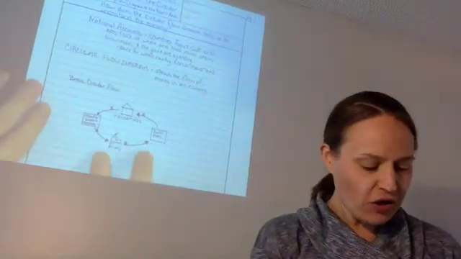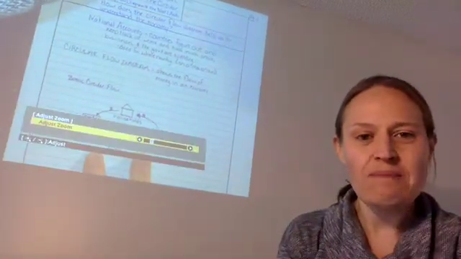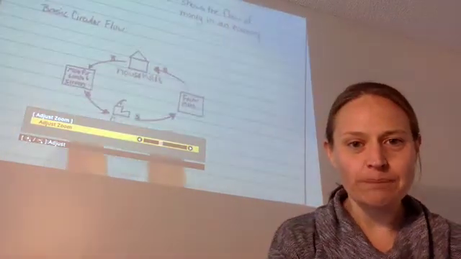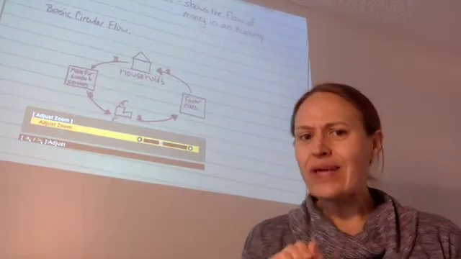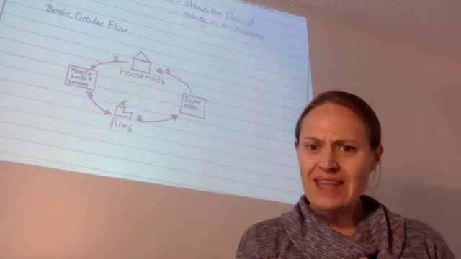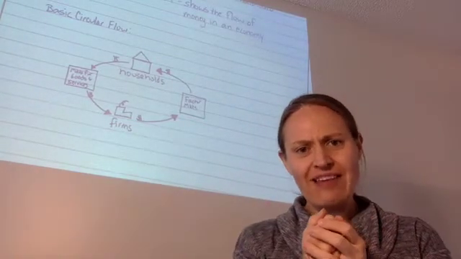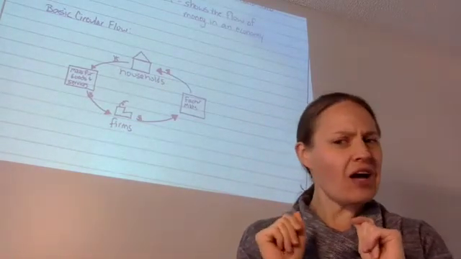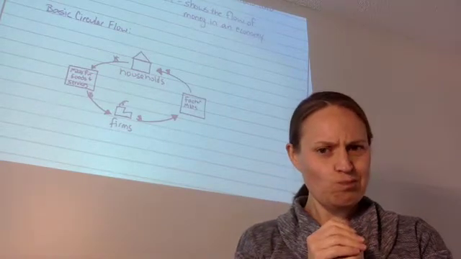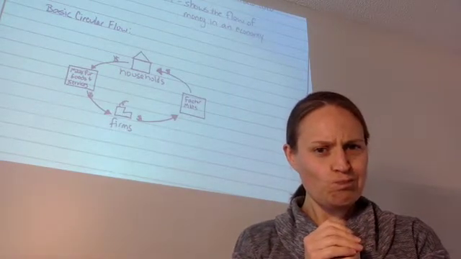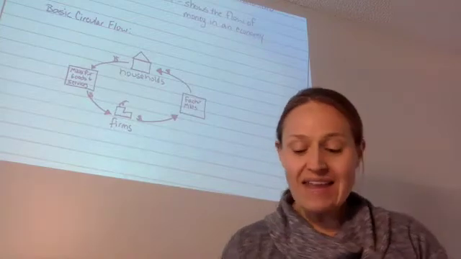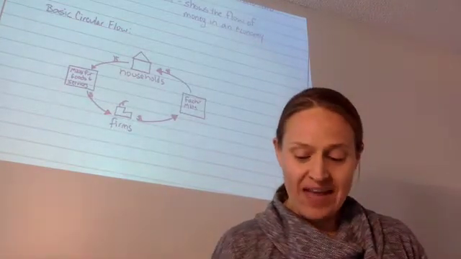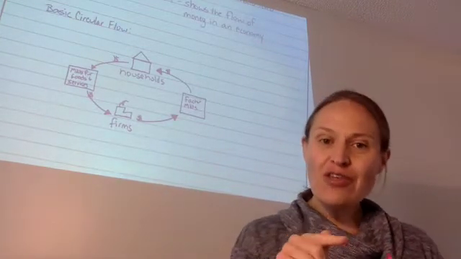Now, if you look closely at this basic circular flow diagram, you will notice that this looks a little bit different than it did in our last unit. It's missing a couple of things. Did you figure it out? It is missing the arrows that in our last unit went in the other direction.